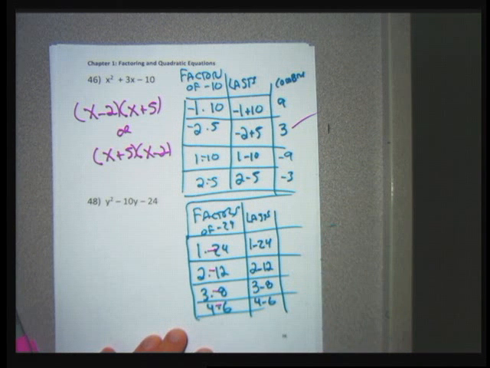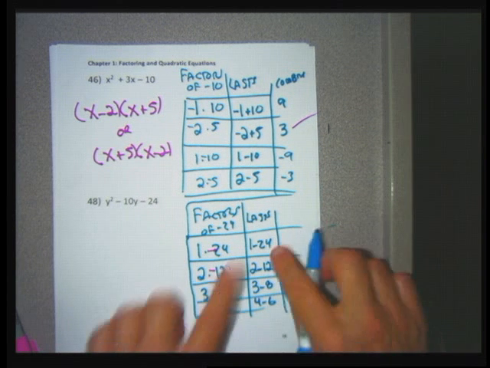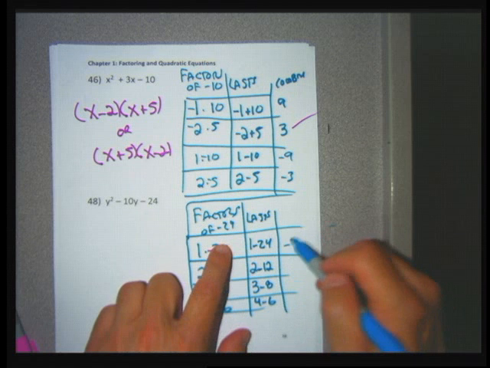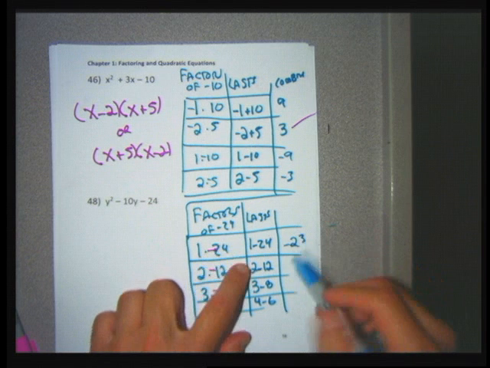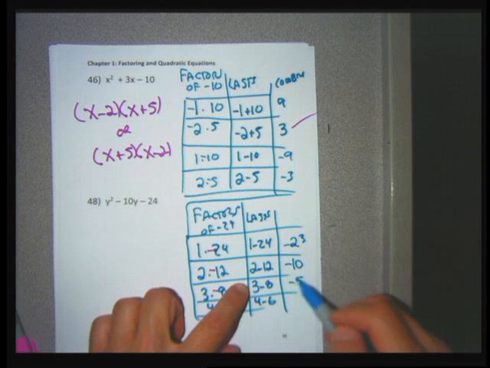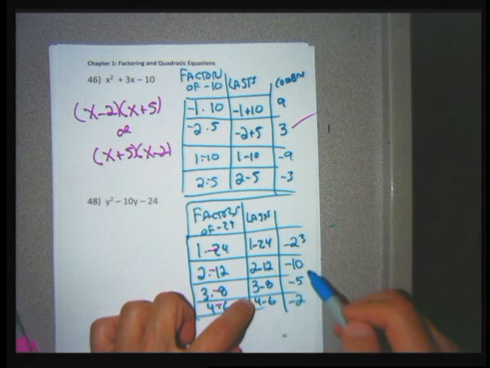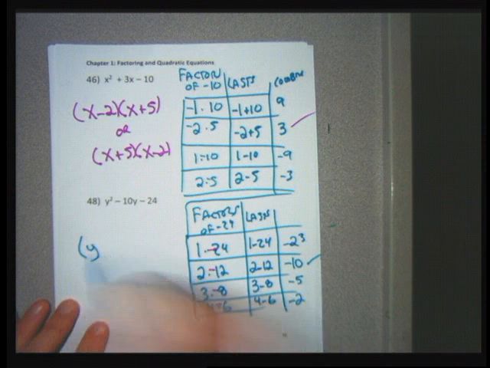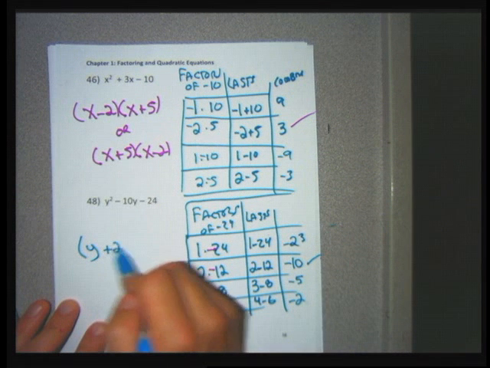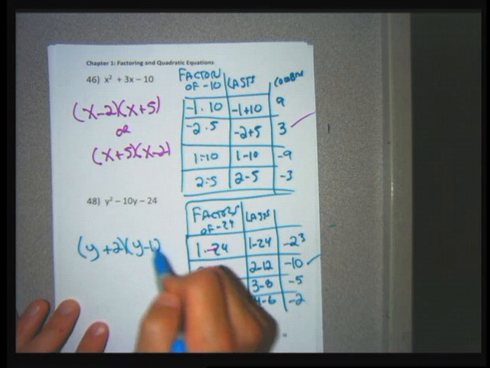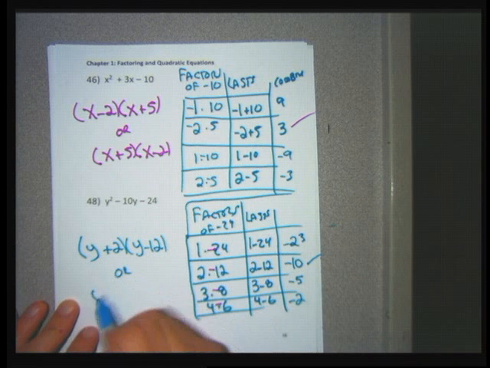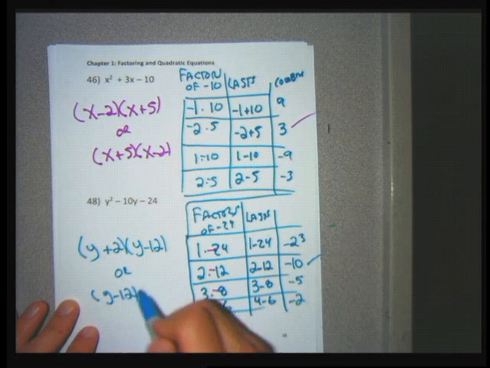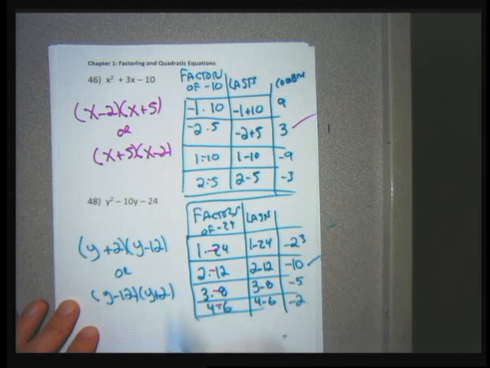Since the numbers have opposite signs, you subtract and take the sign of the larger. 1 minus 24 is negative 23. 2 minus 12 is negative 10. 3 minus 8 is negative 5. 4 minus 6 is negative 2. So I need that pair. I'm ready to write my answer. I'm going to go y plus 2 and y minus 12. But I certainly could have done y minus 12 times y plus 2, which would have been equally correct.